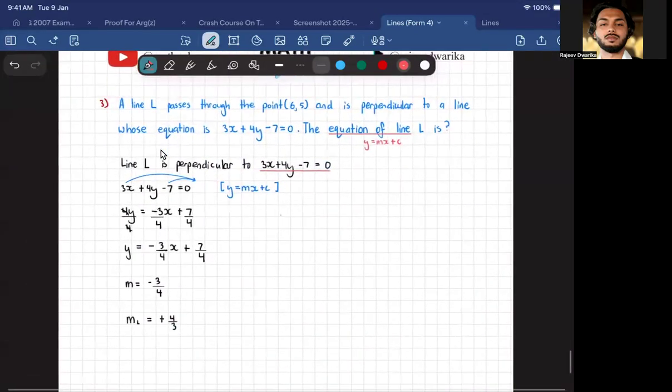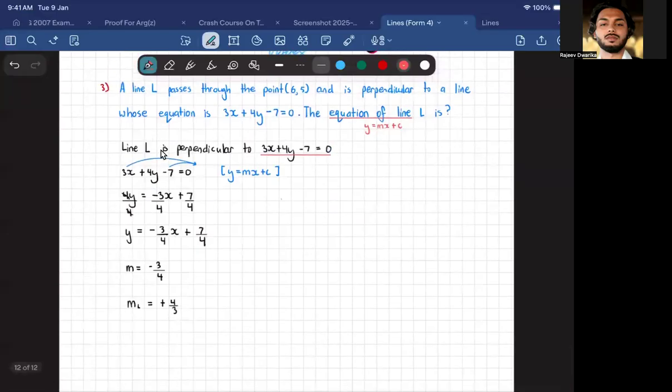So did we find anything for line L yet? Anybody could answer, guys. Did we find anything for L as yet? To find the equation of our line, you must know the gradient and you must know the y-intercept. Did we find any of those two yet? Yes, Ria, we found the gradient. What's the gradient? Positive 4 over 3.